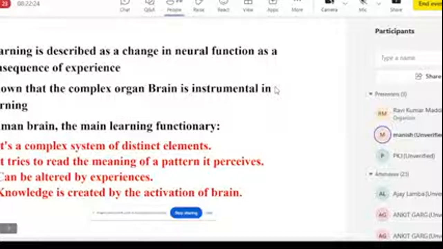So as I said, learning is essentially a scientific event. It is a neural function, and it is a consequence of experience. I will also tell you the sequence of learning, and our brain is instrumental in learning. As I said, the human brain is the learning system. In the next class I'll talk about how we simulate that, the artificial learning.